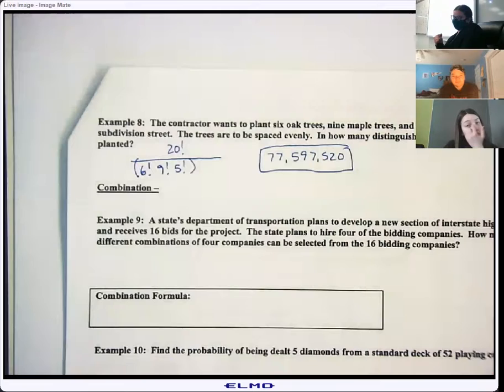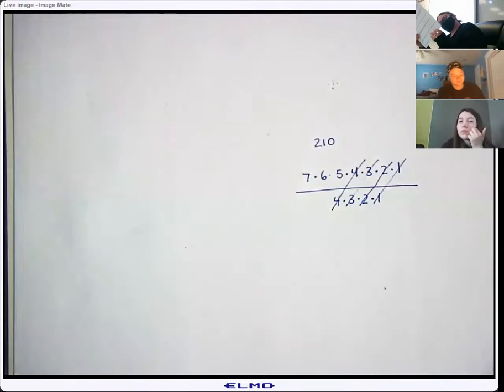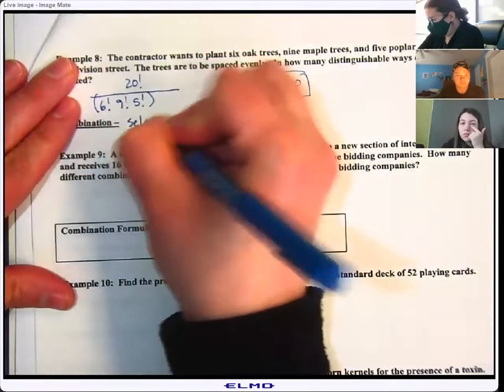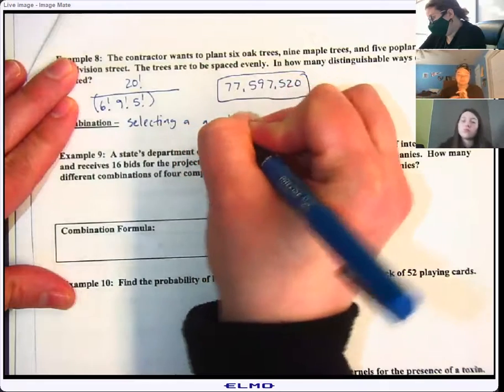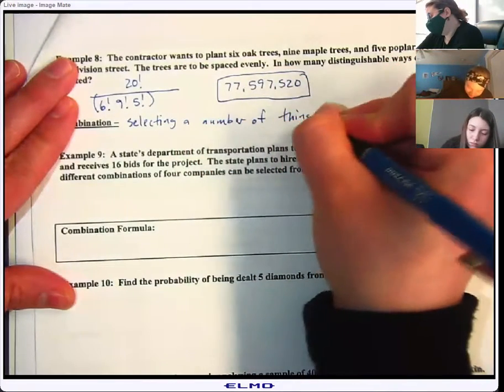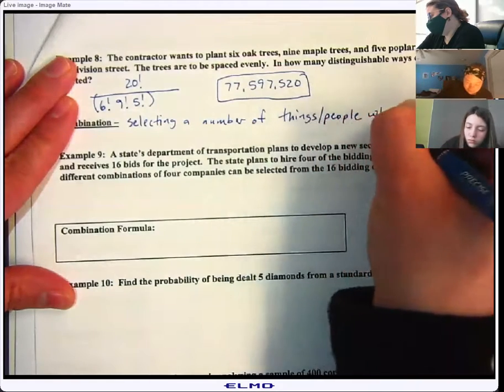All right. A combination is, I'm going to try to say this the exact same way I did before. It is selecting a number of things or people where order doesn't matter.